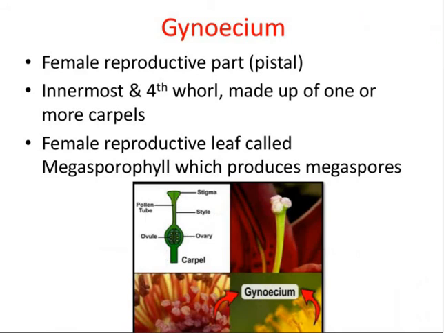The innermost whorl of a flower is called a gynoecium. That is the female reproductive part. It is the fourth whorl, made up of multiple units. The units of gynoecium are called carpels, and this is equivalent to megasporophyll. It is also called a megasporophyll, and the ovules are called megaspores. Androecium is called microsporophyll. The pollen grains are called microspores.